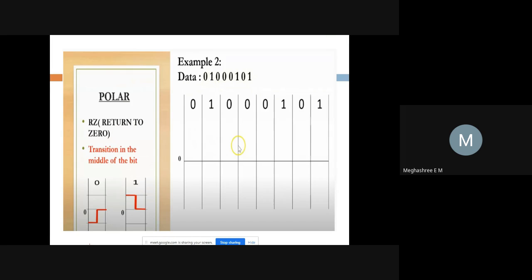Next, let's solve another problem. It starts with 0. When it starts with 0, you have to start from the negative side, right? The other side of the Z, this way. 1, start from the positive side, make a transition. Then it is 0, again negative side, again 0, negative side, right? Again 0, negative side, then 1, positive side, right? And then 0, again negative side, and then 1, again positive side.